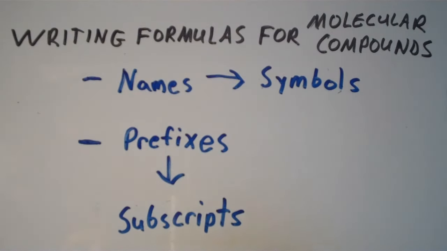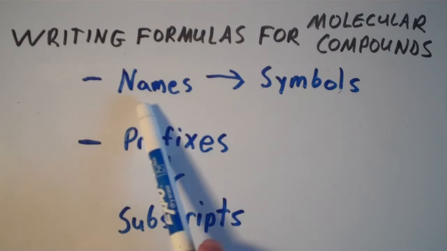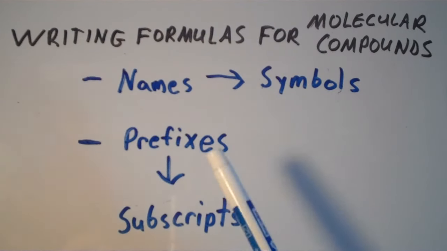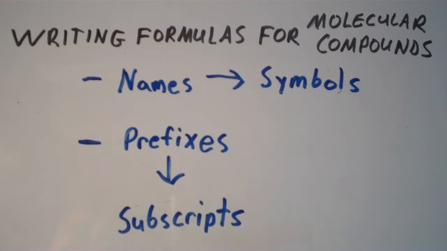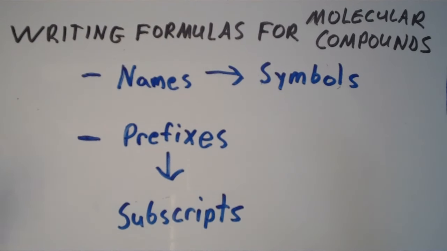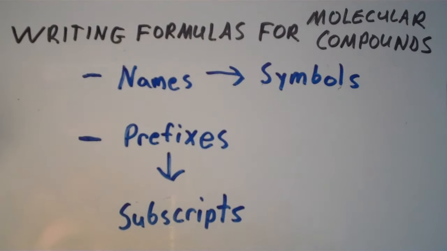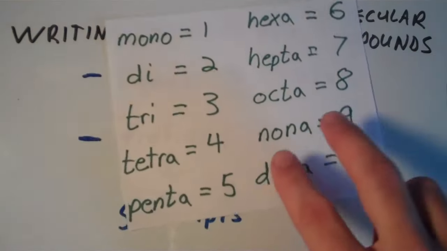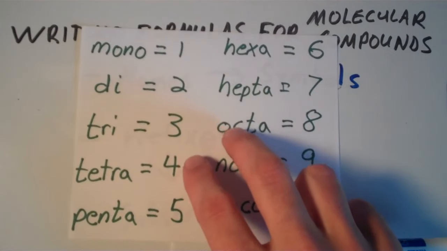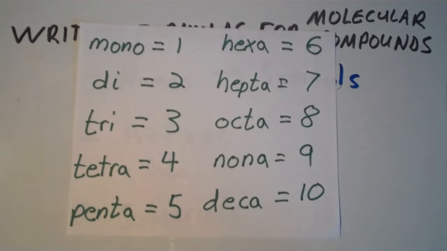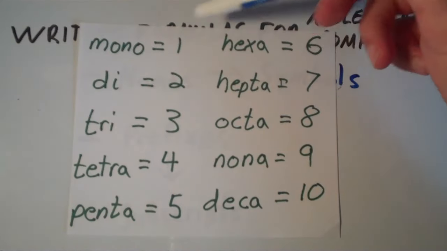So all you really have to do is you take the names of the elements that are in the overall name of the compound and you express those as chemical symbols. So you have to know the chemical symbol for both of the elements that are in the name of the molecular compound. And then you take the prefixes that are in front of those names and you express those as subscripts. So remember that the prefix for 1 is mono. So if the prefix was mono, you would put a subscript 1.